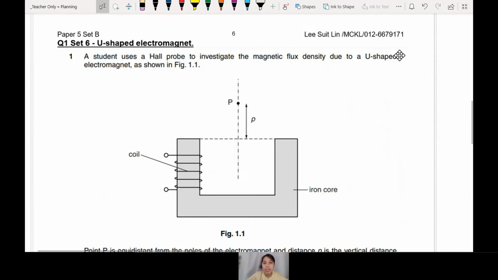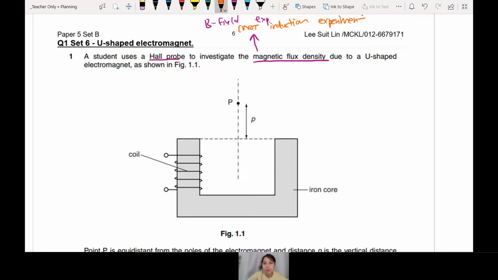So then use Hall probe, investigate magnetic flux density. When you see this, Hall probe, investigate magnetic flux density, you should already think this is a B field, a magnetic field experiment. This is not an induction experiment. What is induction? Later we will look at induction. Not an induction experiment, a B field experiment. Use Hall probe is B field. Magnetic flux density, B field. Induction, we measure different things, we have different goals.